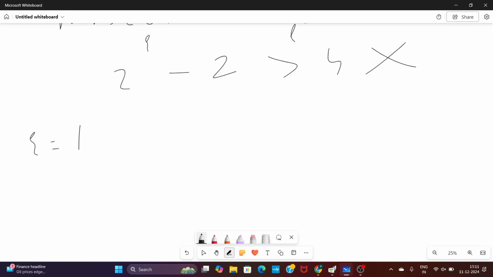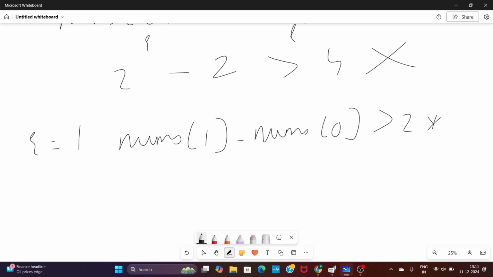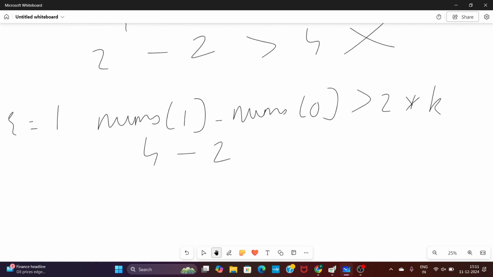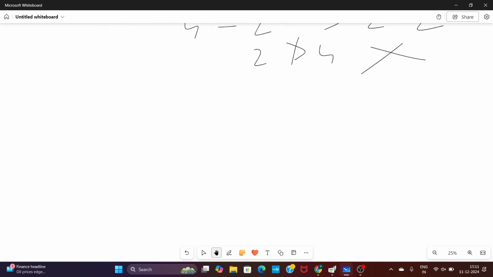Now R is 1. nums of 1 minus nums of L, which is 0 only, nums of 0. Is it greater than 2 into K? nums of 1 is 4, minus 2. Is it greater than 2 into 2, which is 4? 2 is not greater than 4 over here. So this condition is false. Again move forward. R is equal to 2 over here.